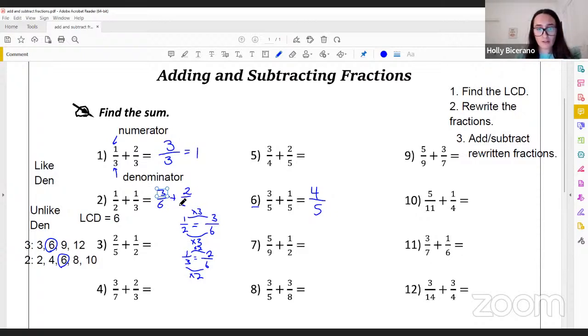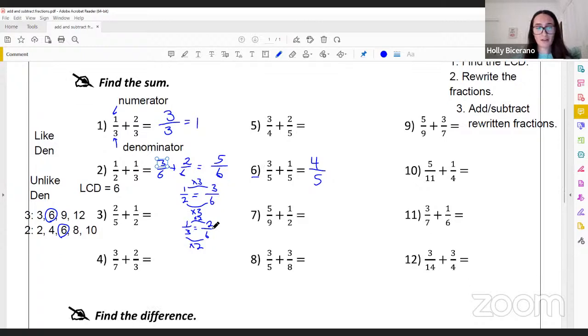You should notice now that that looks like problems 1 and 6. The denominator is the same. So we keep the denominator 6 in our answer, and we add the numerators. 3 plus 2 is 5. Our answer is 5 over 6. So it's a little more intensive than problems 1 and 6 because we had to find the LCD and we had to rewrite the fractions.